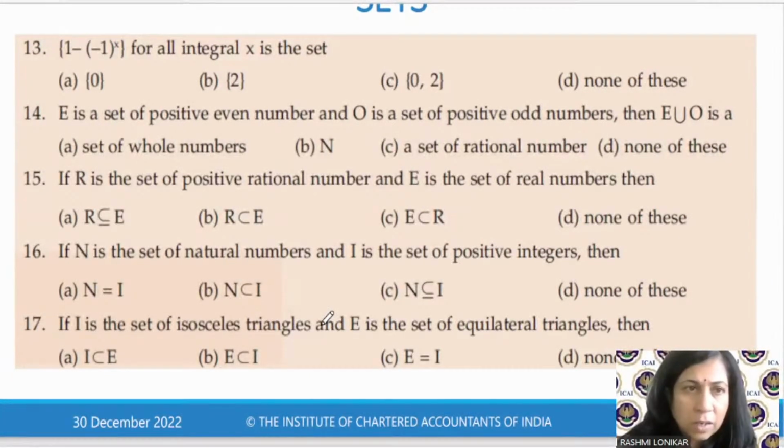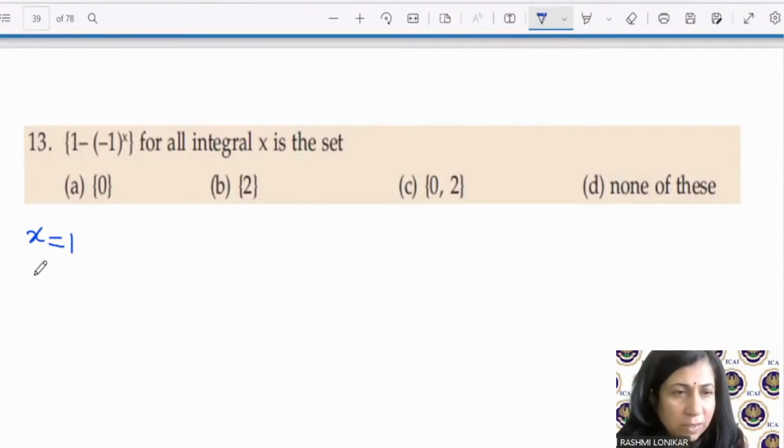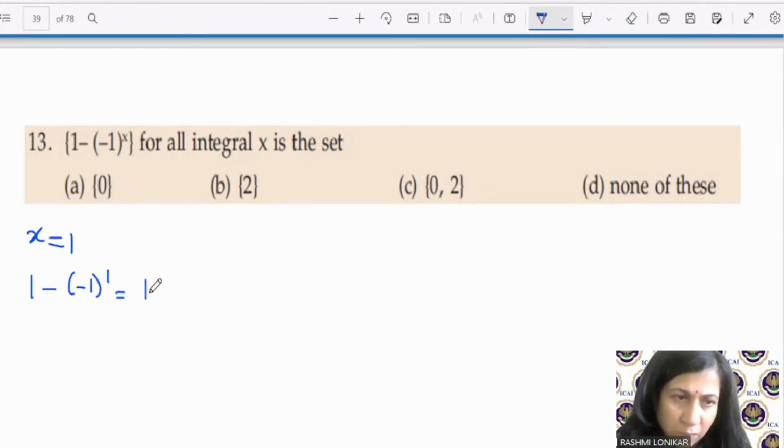Now 1 minus minus 1 raised to x, for all integral x. Now what will happen if I put x is equal to 1? 1 minus minus 1 raised to 1. Minus 1 raised to 1 is minus 1, so 1 minus of minus 1, which is minus into minus is plus, so 1 plus 1, answer is 2.